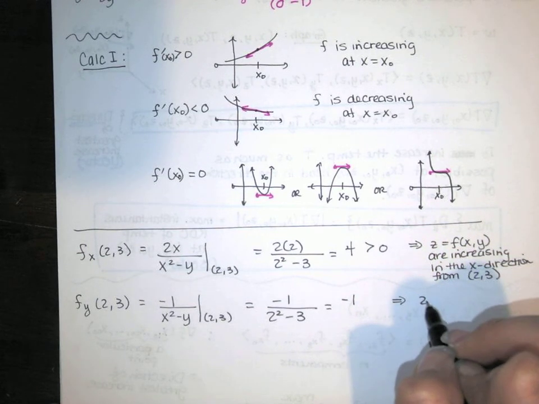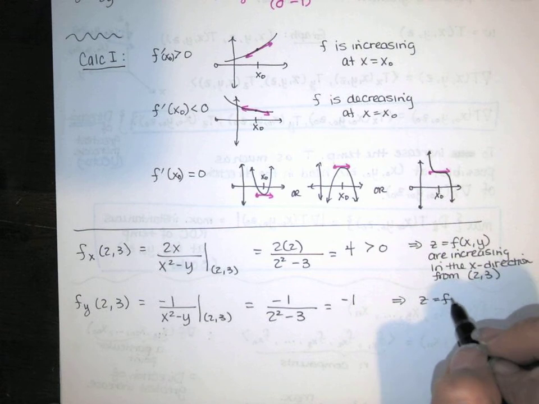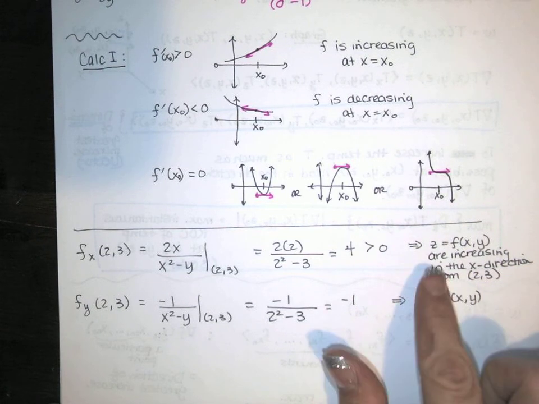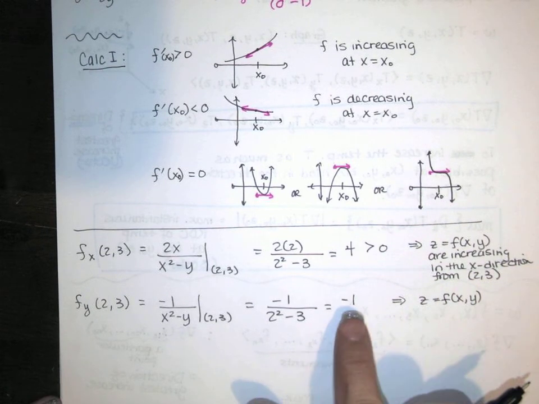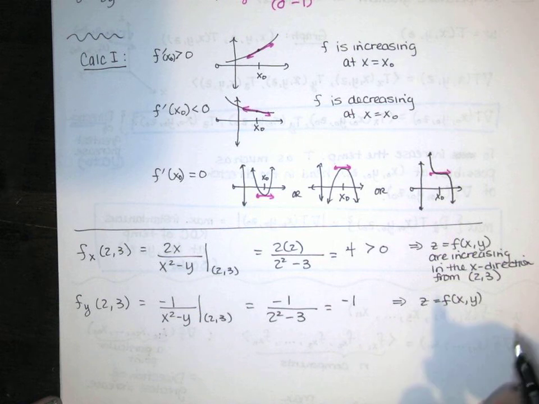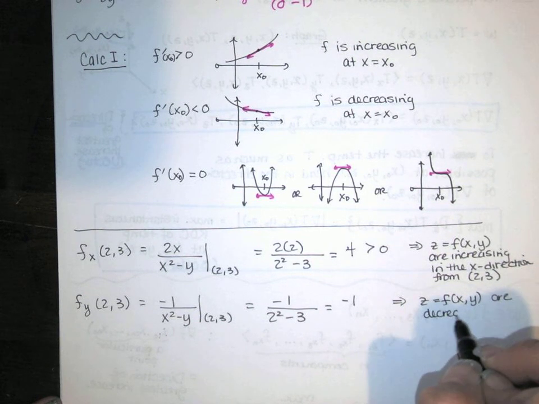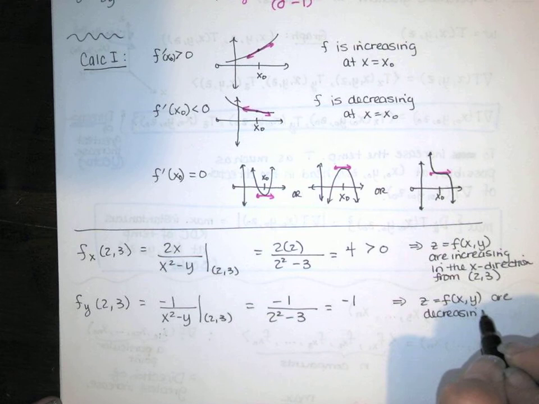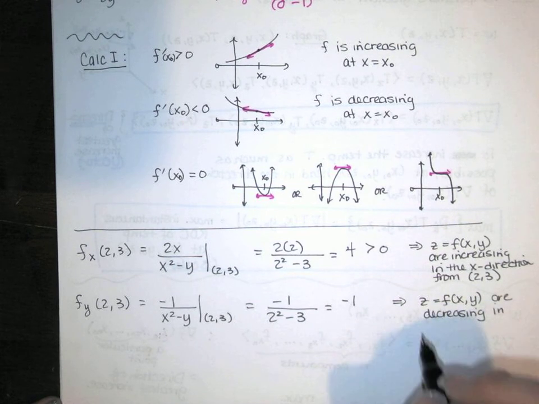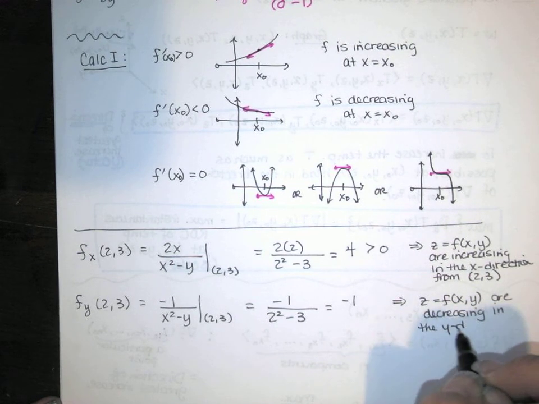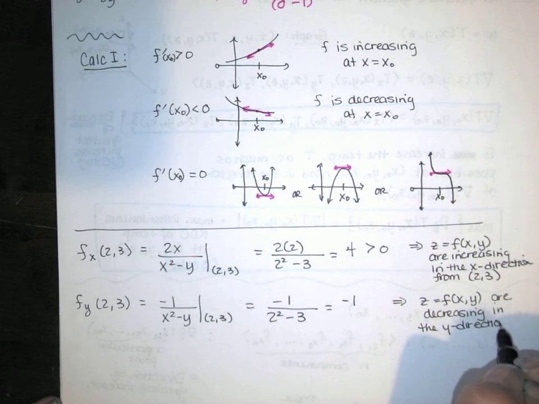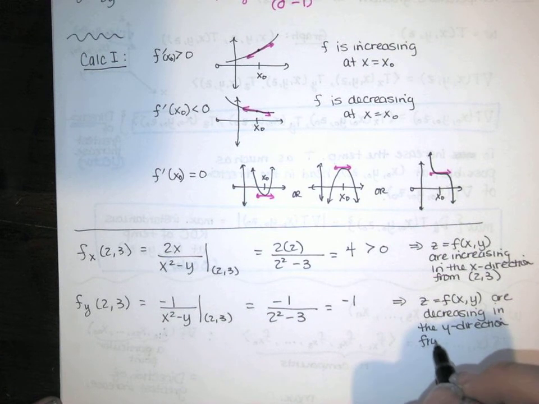And this means the z-values are decreasing. Not as much as they're increasing in the x direction, but the z-values are decreasing in the y direction. So you go a little bit in the y direction, the z's are going down, as long as we're starting at the point (2, 3).